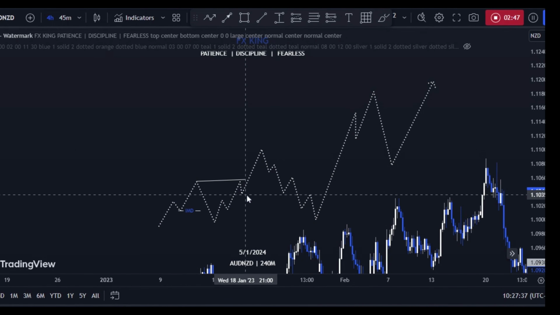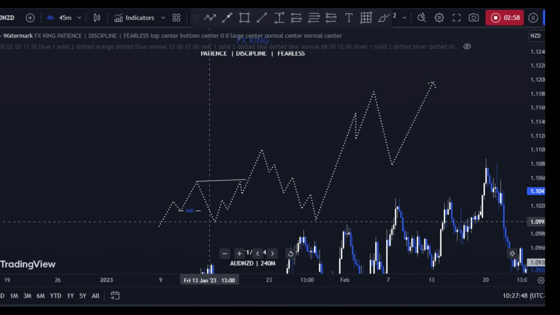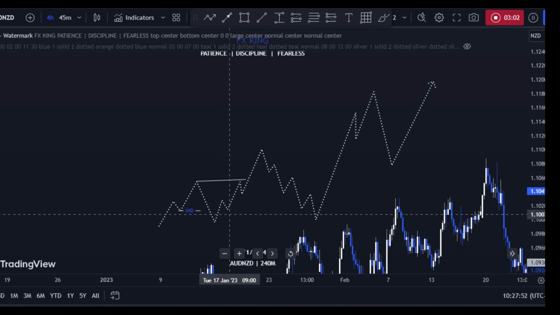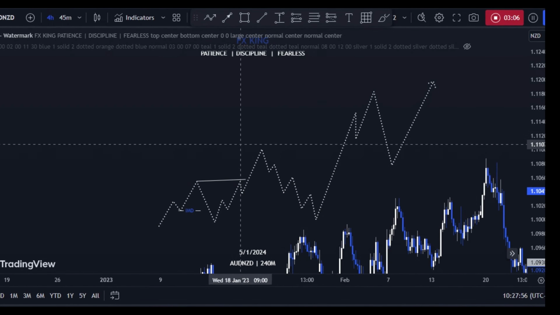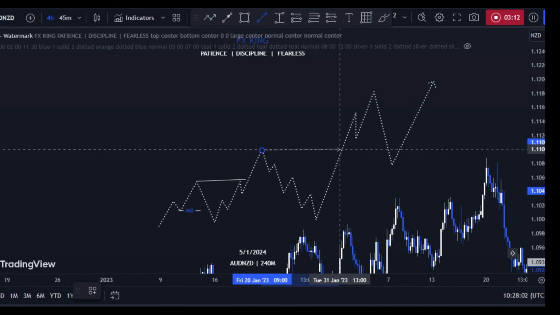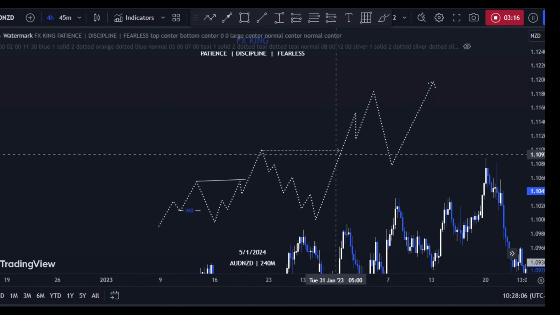Then it took out our decisional POI, or in another case, this can also be engineered liquidity, before finally mitigating our extreme POI and breaking structure to the upside. So in this case, this is another valid break of structure here, right?